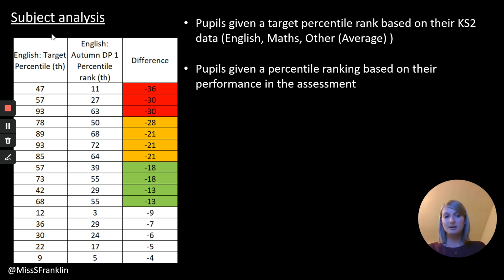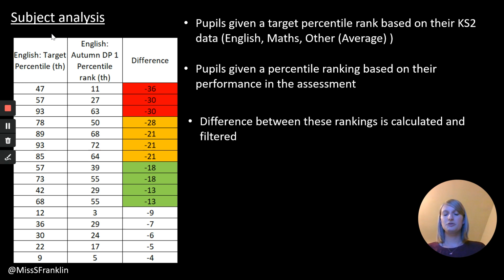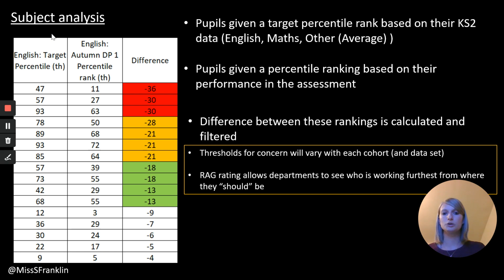And what we do then is they sit the assessment, and based on their performance within that assessment, they are then ranked again. So we see their ranking based on a specific assessment. And then it comes to just working out the difference between those rankings. So we're seeing how far away they are from where they should, in inverted commas, be within the cohort.